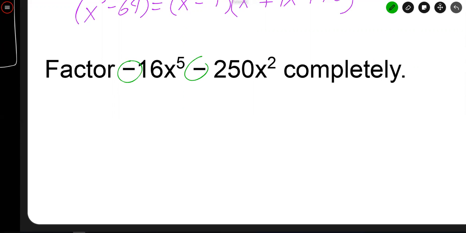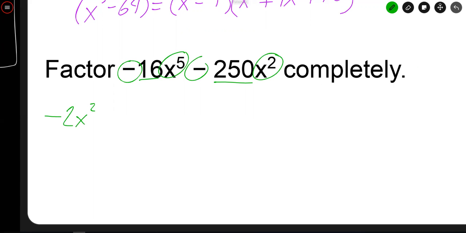So if I'm going to look at this, I want to see if I can factor out a GCF first. That should always be my first step with any polynomial, because getting out a GCF is just going to reduce the complexity of what you're left with and hopefully make it easier for you to figure out what you're trying to factor it into. So I'm going to factor out the negative sign, and then I look at 16 and 250. Well, I know they're both divisible by 2, so I'm going to factor out a 2. And then I've got x to the fifth and x squared.